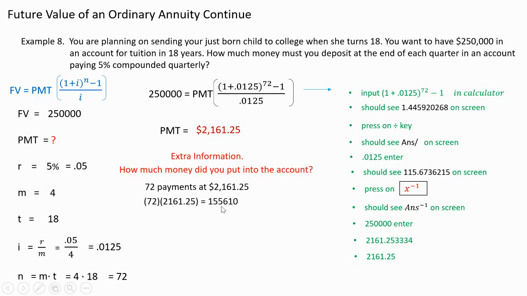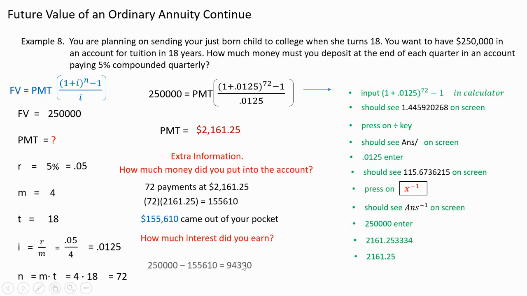So you get 155,610. So then, how much money extra? This is what actually came out of your pocket, and whatever's left after we subtract this from the 2,161, that's how much money extra you're going to get. So again, 155,610 came out of your pocket.